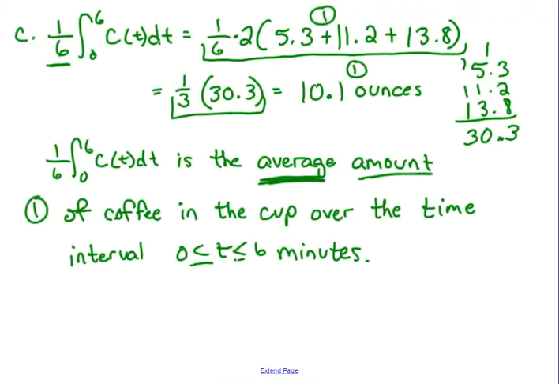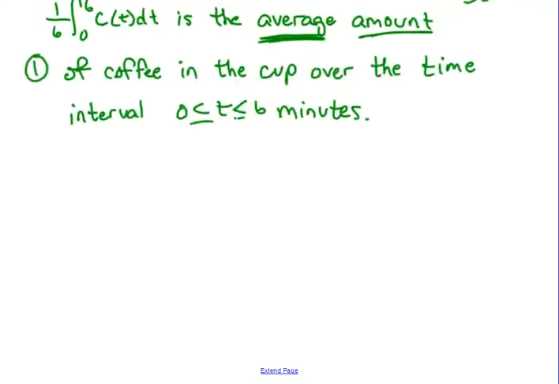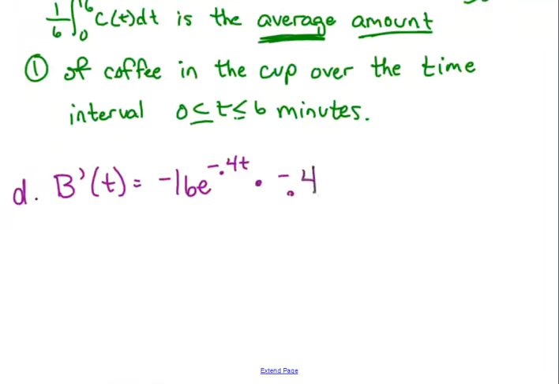So find the rate at which the coffee in the cup is changing. They give us the function for the amount. They want to know the rate. So what is that? That's the derivative. B prime of t is equal to, well, the derivative of 16 is 0. The derivative of an exponential is the exponential times the derivative of the exponent. So nothing changes, and then we multiply by the derivative of the exponent, which would be negative 0.4.